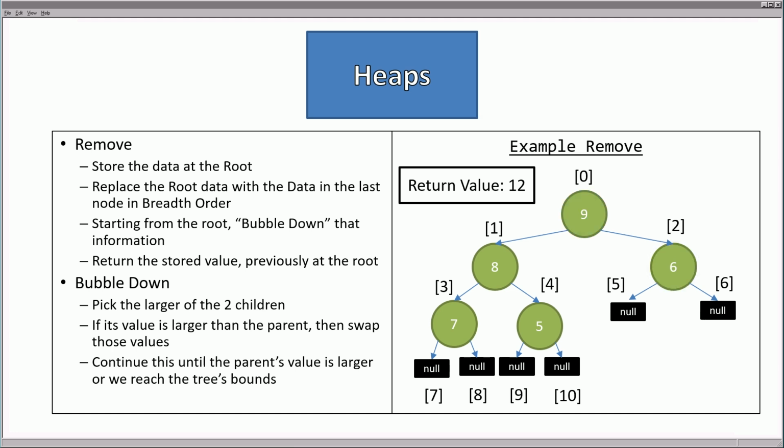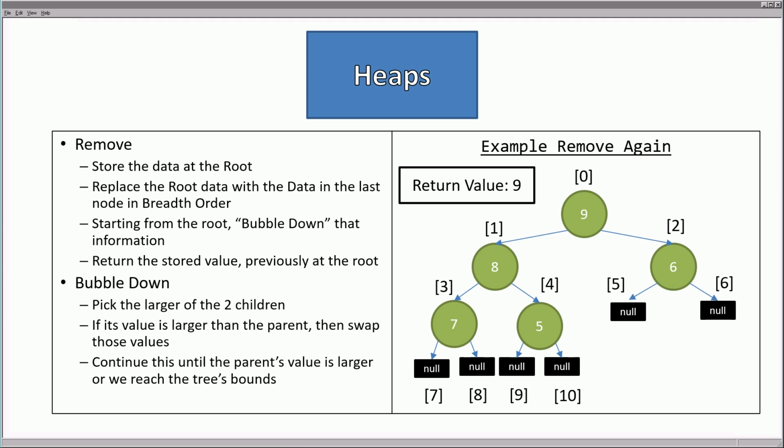Now we're at the bounds of the tree, so we're done. And we can see that this still is a max heap. And finally, we return the value 12. Let's see this one more time. If we were to call remove again, now we store the return value, which is 9.